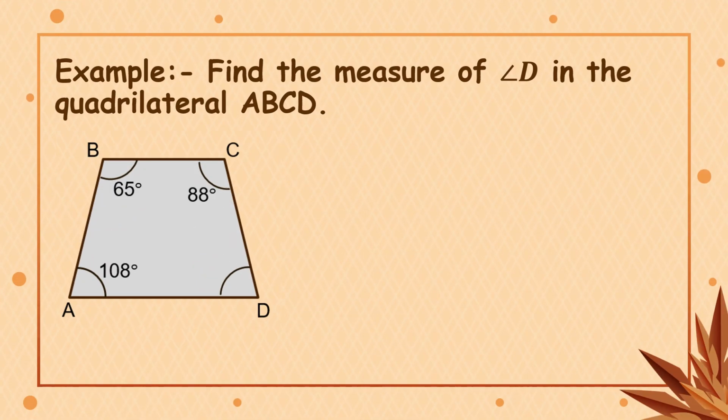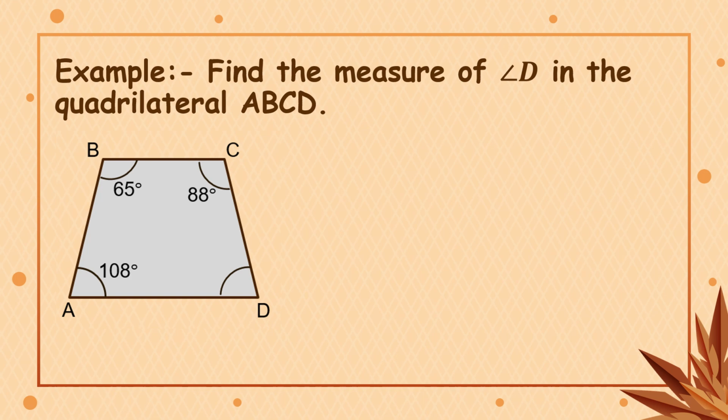Yes, let's do one example based on this. Find the measure of angle D in the given quadrilateral ABCD. So this is your quadrilateral ABCD. They have given four angles and you need to find the missing angle, that is angle D. Which property are we using here? Exterior angle property or interior angle property? How will you decide that?